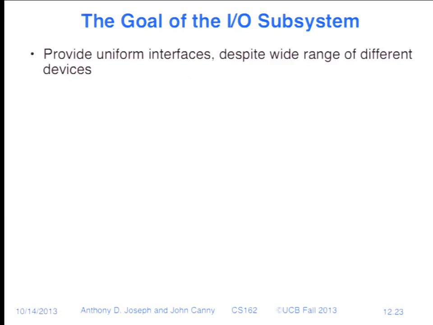We'd like to provide a few uniform interfaces despite the wide range of different devices. So, for instance, if you remember, the PCI bus is sort of in the loop on all of these operations, including the very slow ones. So we want somehow a very general and good interface for that.